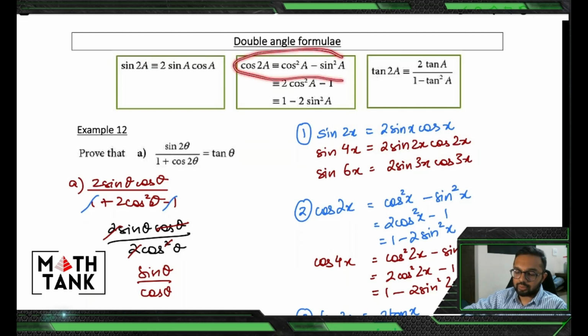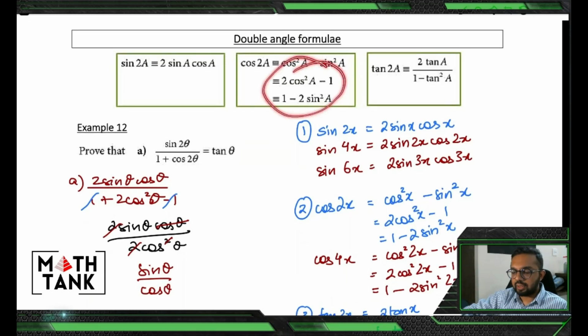Similarly, cos 2a is cos square a minus sine square a, and you just use that basic trigonometric identity, sine square theta plus cos square theta is 1, or cos square theta is 1 minus sine square theta. That gives you the other two identities.